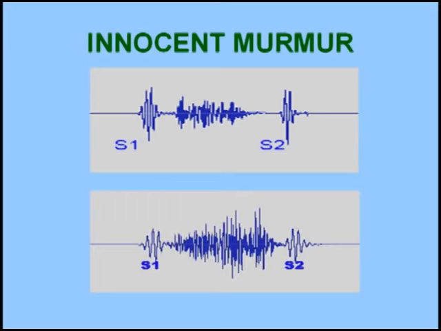I will start with an innocent murmur, as shown by the phonocardiogram on the top, and then play an aortic stenosis murmur, as shown by the phonocardiogram on the bottom. And now aortic stenosis.